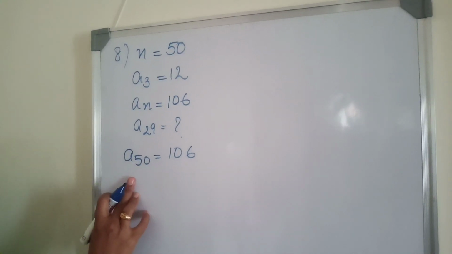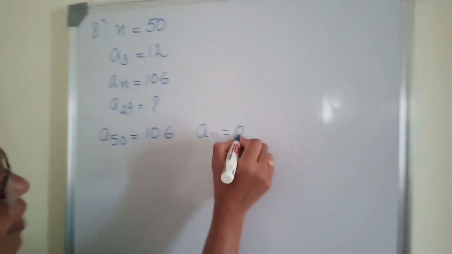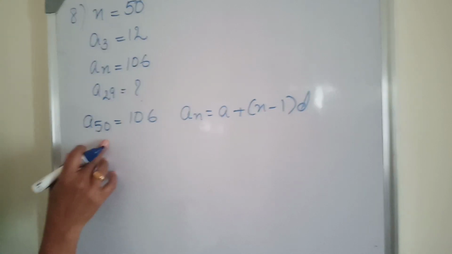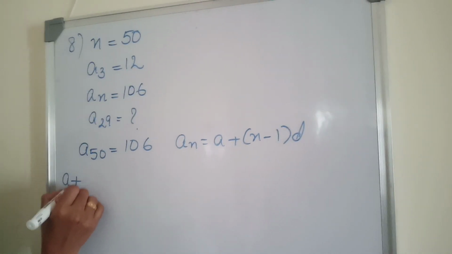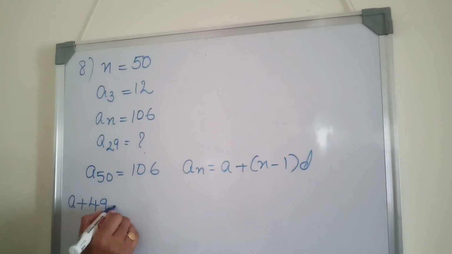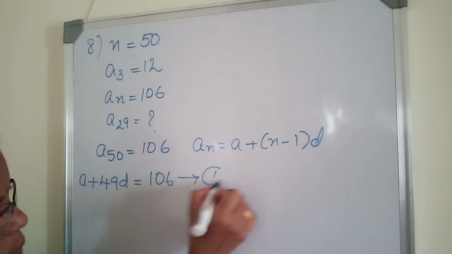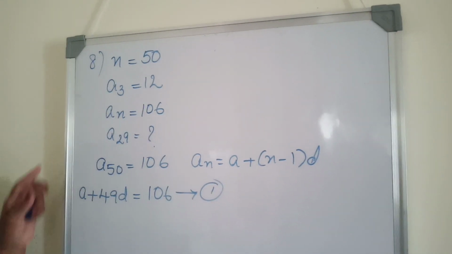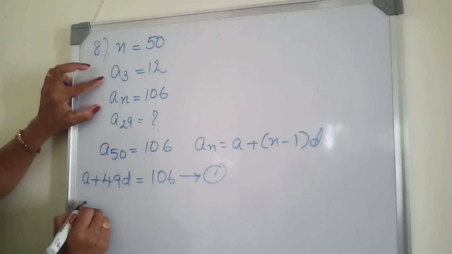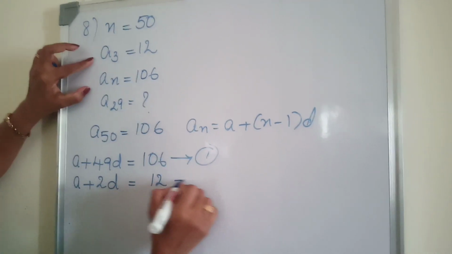Usually how will we expand? We know an is equal to a plus n minus 1 into d. Then how can we write A50? A50 can be written as a plus 49d, directly I am writing, is equal to 106. This is equation number 1. We have one more term, that is third term. Third term is 12. How will we expand third term? Third term can be written as a plus 2d is equal to 12. This is equation 2.